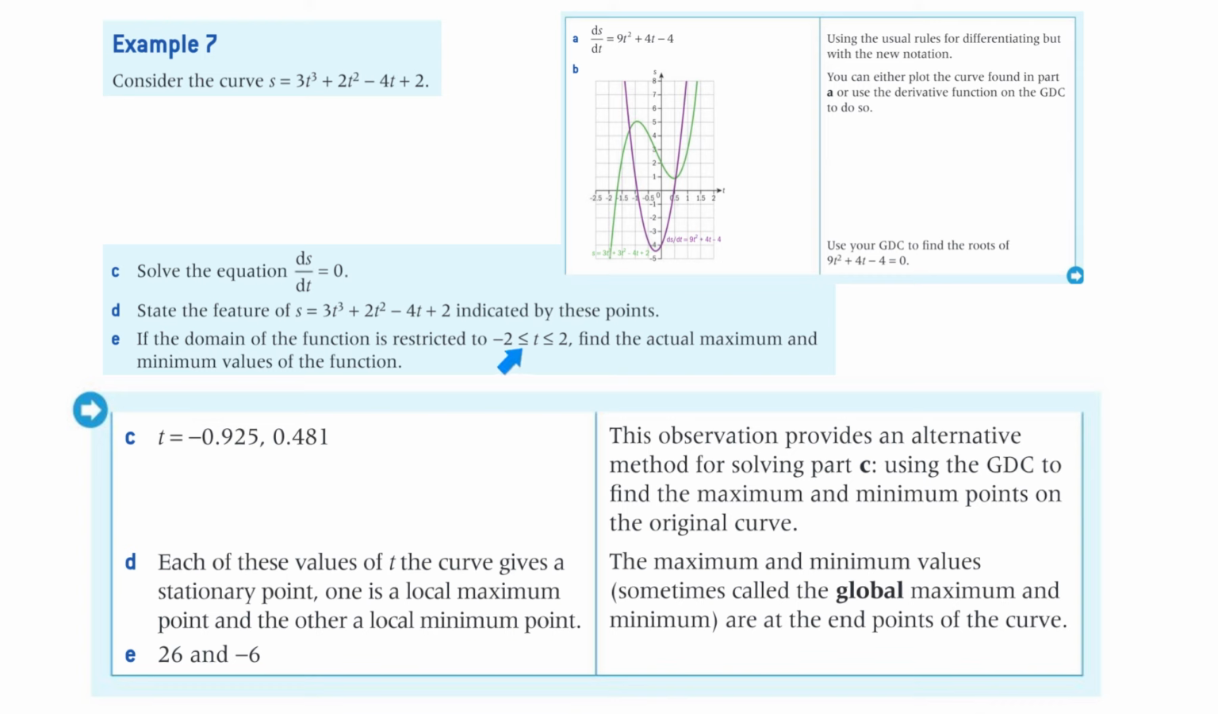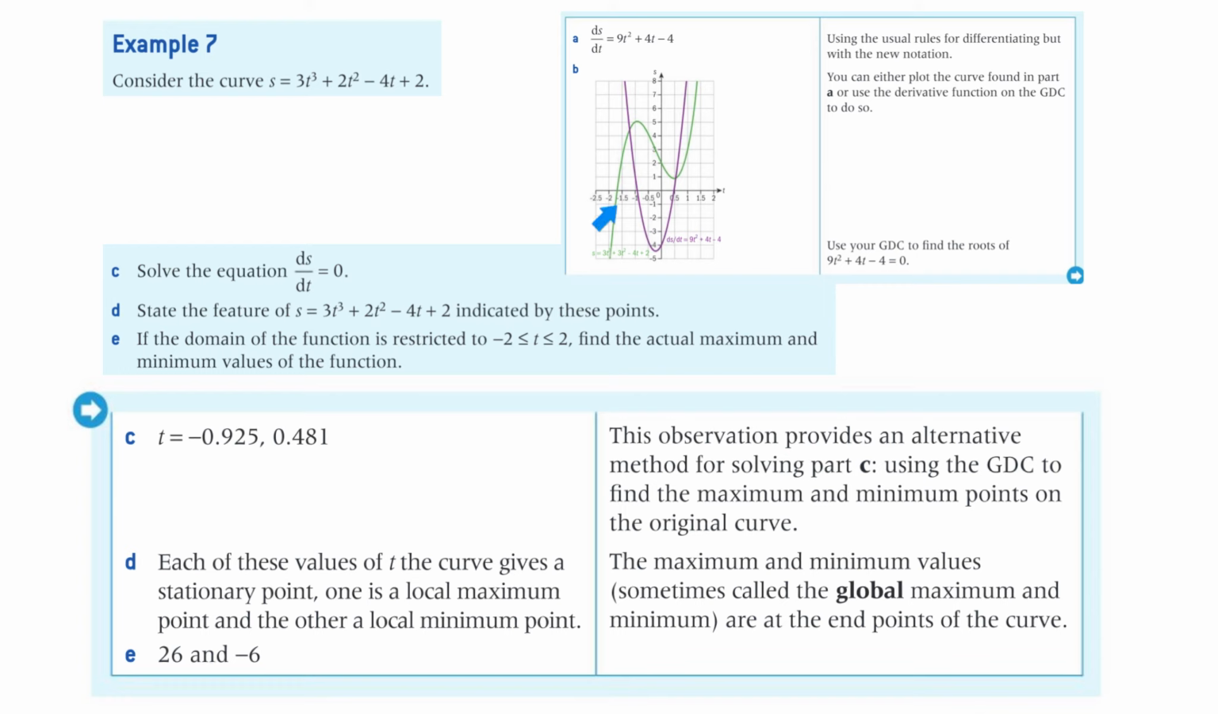If the domain of the function is restricted, now we're restricting the domain. We're saying that t has got to be greater than or equal to minus 2, okay, which looks like about here, and t is less than or equal to 2, there, so we've restricted the domain. Find the actual maximum and minimum values of the function. Now it's the actual maximum and minimum because the function stops at t equals minus 2 and t equals plus 2. And it says what are the actual ones.